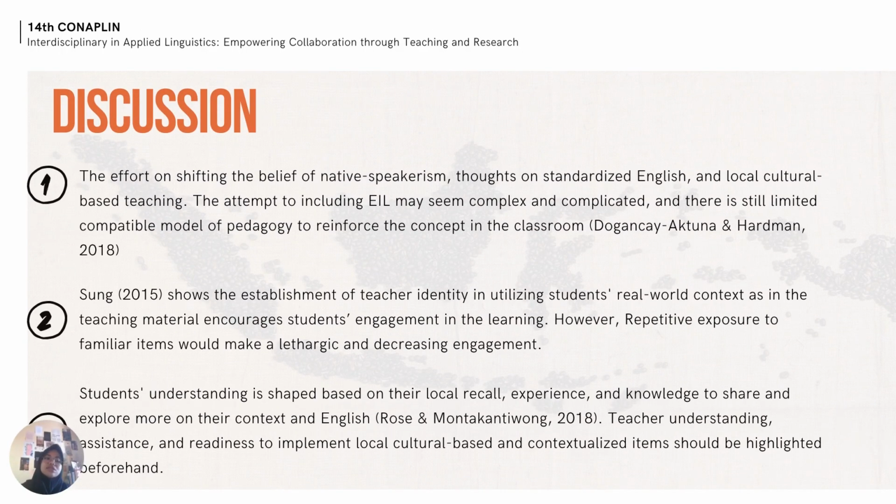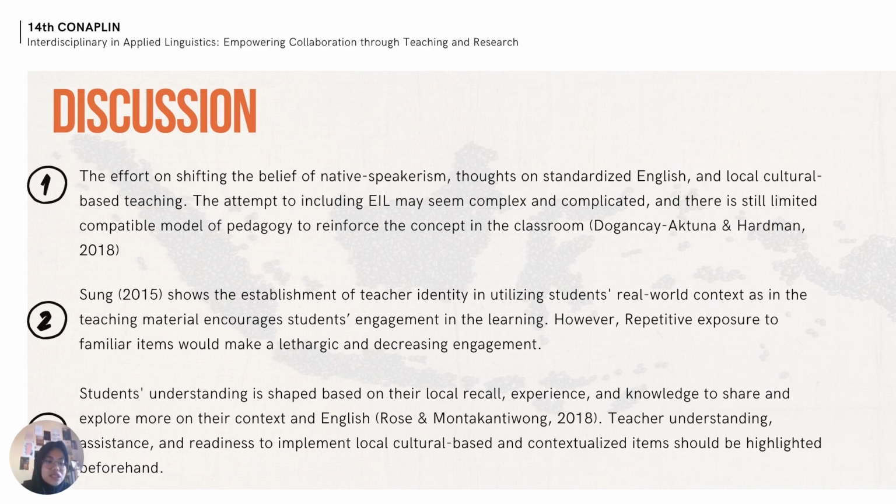Right. So the discussion relies on the effort on shifting the belief of native speakerism, thoughts on standardized English and local cultural based on teaching. The attempt to include English as international language may seem complex and complicated, and there is still a limited compatible model of pedagogy to reinforce the concept in the classroom. So that is why research on this should be more engaged and maybe should be supported.